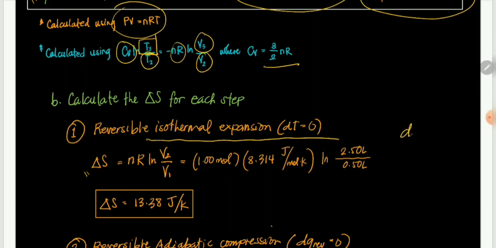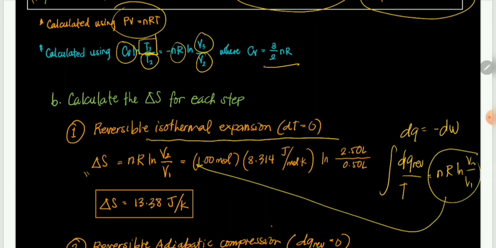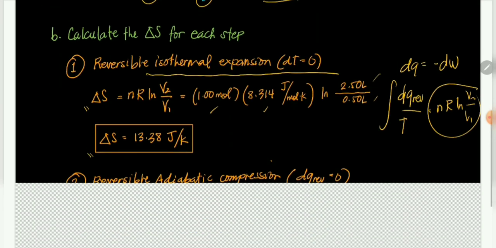Therefore, Q or dQ is equal to negative dW. Okay? Therefore, the integral of dQ reversible over T is NR ln V2 over V1, which is this one. Okay? So, substituting the values, 1 mole, that's N. R is 8.314, ln V2 over V1, 2.5 liters over 0.5 liters. That is, delta S is equal to 13.38 joules per Kelvin.